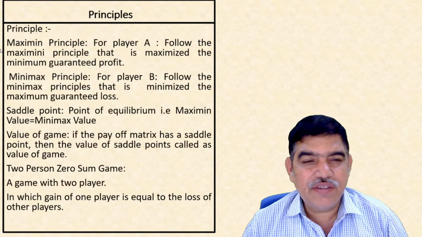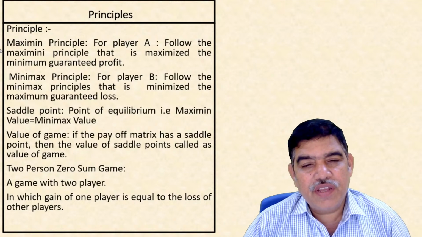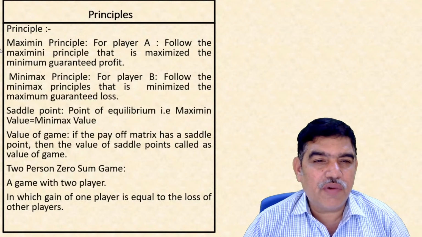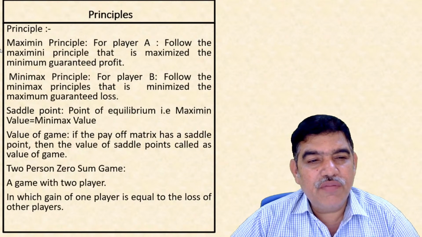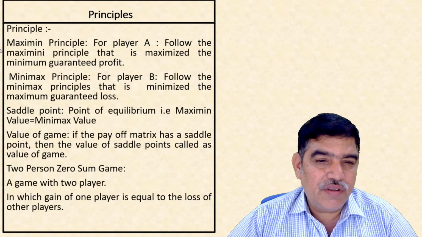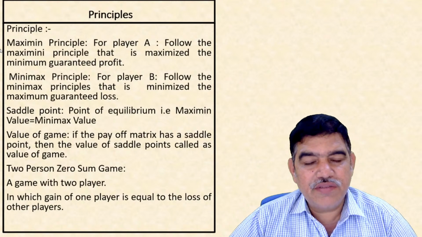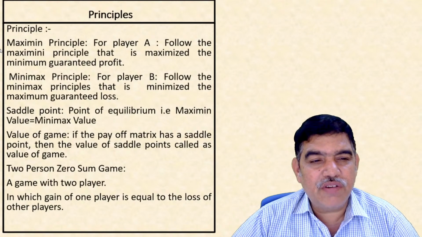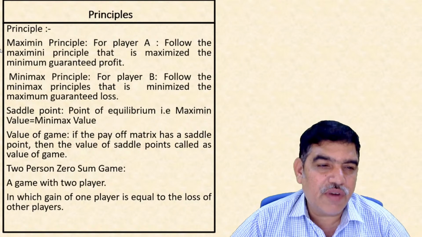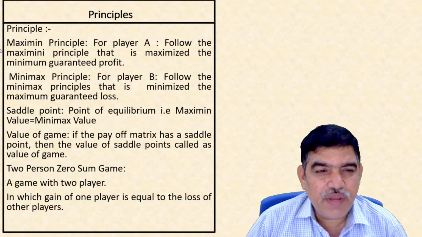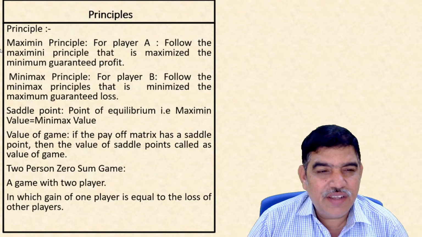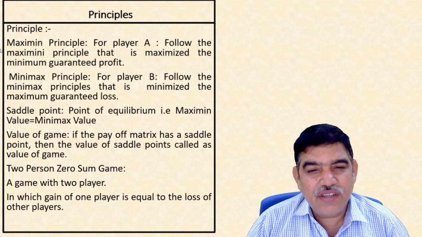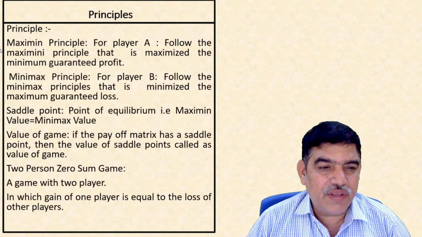Then saddle point, the point of equilibrium. The saddle point is also called the point of equilibrium. Maximin value equal to minimax value. If the intersection point of maximin value equals minimax value, it is called a saddle point. Value of game means what? If the payoff matrix has a saddle point, then the value of the saddle point is called the value of the game.